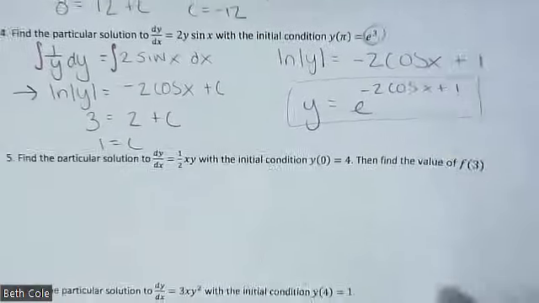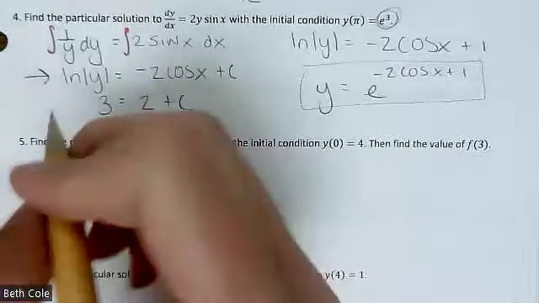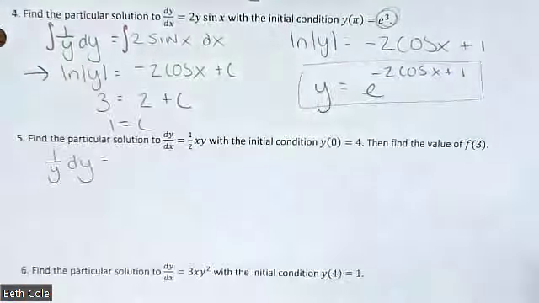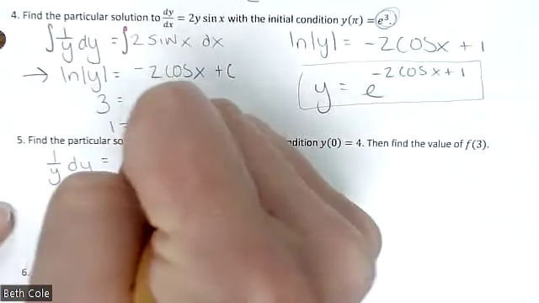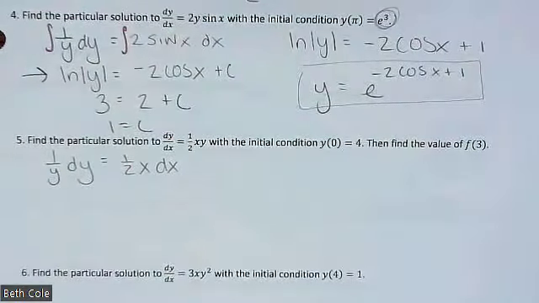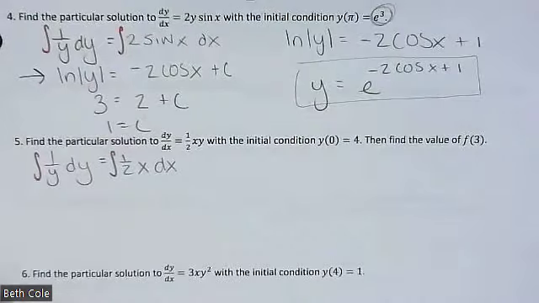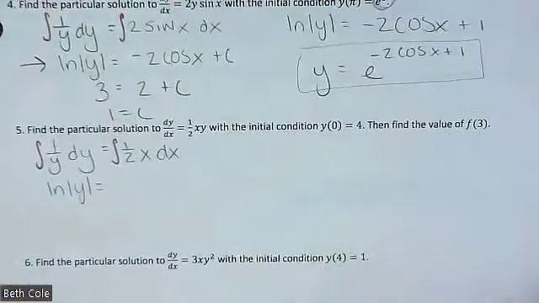All right, number 5. Same thing. Do it again. You're gonna divide over the y. They really like ln, so you do see that a lot. If you get that a lot, don't second guess yourself. They just like to do that a lot. All right, equals 1/2 x dx. And then your antiderivatives. So that's going to be ln y equals, what would we get on the other side?